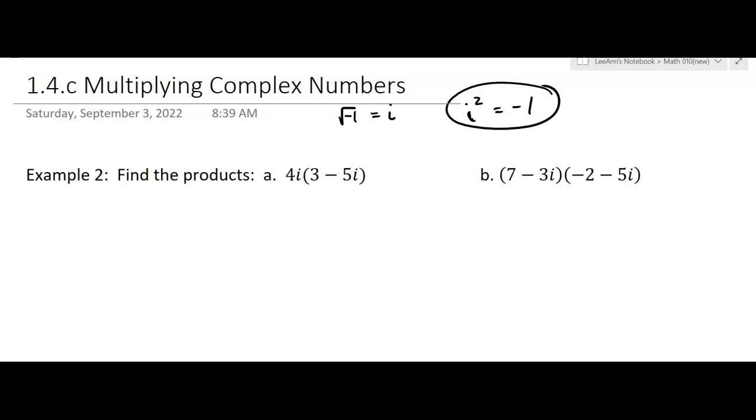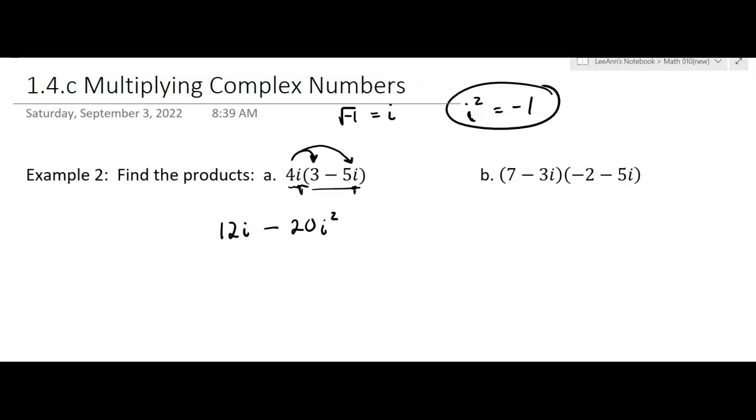So this first one, we have 4i times (3 minus 5i). Okay, so you could think, oh, it's a pure imaginary number times a complex number in a plus bi form. So we're going to go 4i times 3. That'll be 12i. Probably not too shocking there. And then 4i times -5i. Well, that's going to be negative 20, because 4 times 5 is 20. And then you have an i times an i, which is i squared.